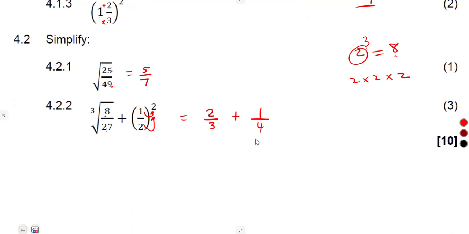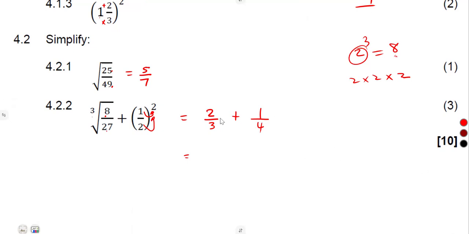So you're going to add to this 1 squared, which is 1 over 2 squared. 2 times 2, that's 4. So it's 2 over 3 plus 1 over 4. So this is what you are having. So what we can do is to make sure that the denominators are the same. So to make sure that these denominators are the same, simply interchange these denominators.